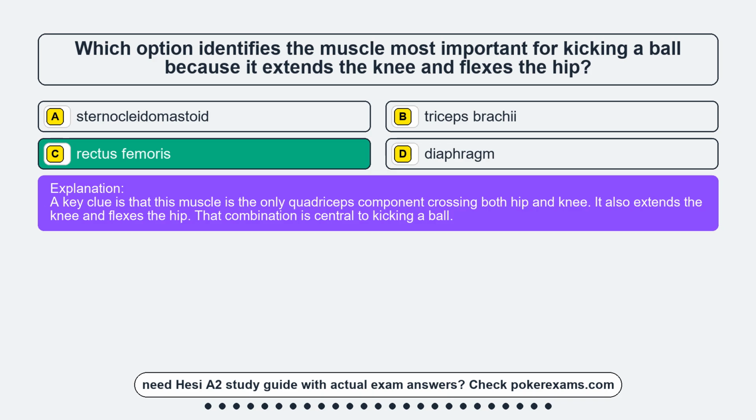A key clue is that this muscle is the only quadriceps component crossing both hip and knee. It also extends the knee and flexes the hip. That combination is central to kicking a ball.